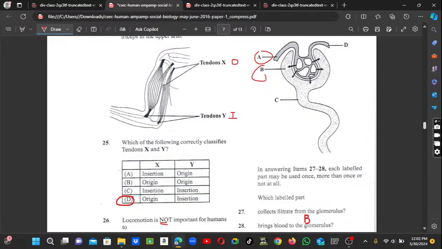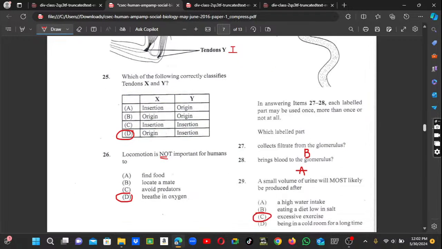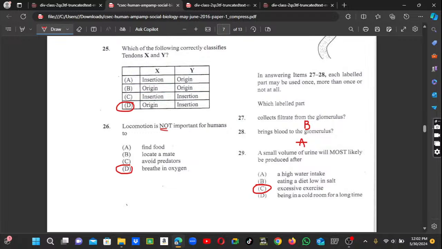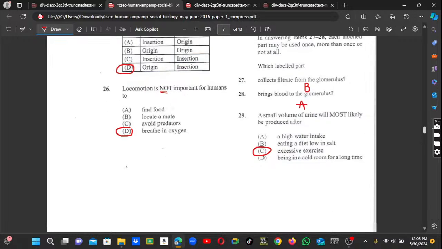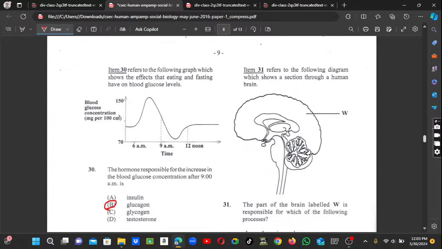Very easy and precise. Alright, number 29 now, it says a small volume of urine is most likely to be produced after, and we know that a small amount of urine is most likely produced after excessive exercise. So it's not anything that you have in a high water intake. We're talking about a small volume. So it's not a high volume, it says small volume. And if we were to have a high water intake, that would be a high volume, but it says small volume, so it would be excessive exercise. Alright.